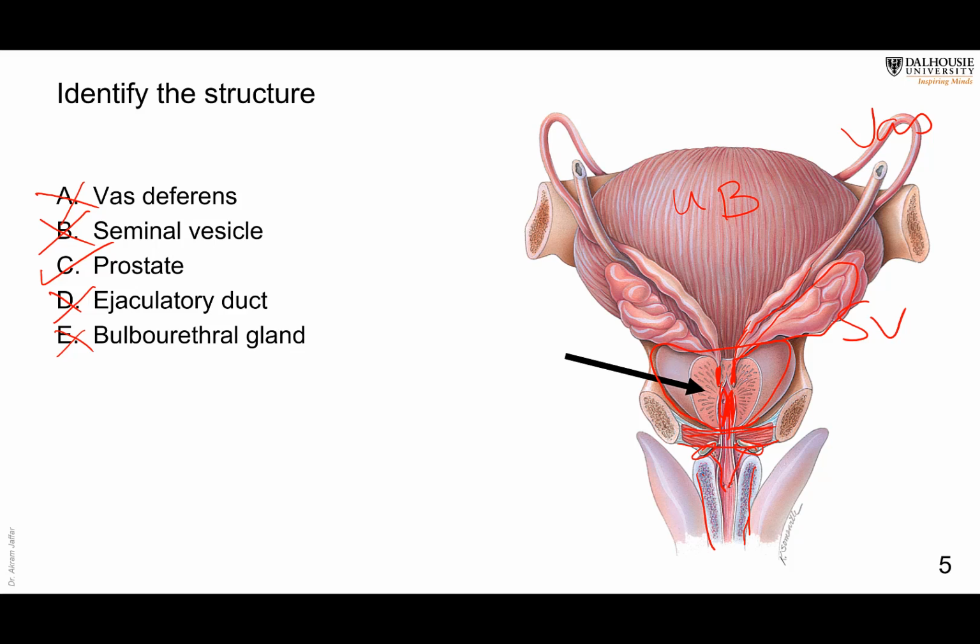One more structure which is shown here we haven't mentioned is this structure. This is the ureter. So ureter here, and then the other ureter on the other side. They open into the urinary bladder.